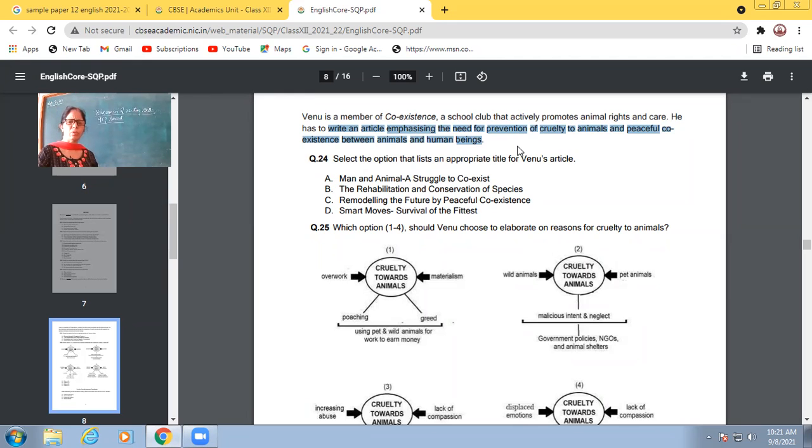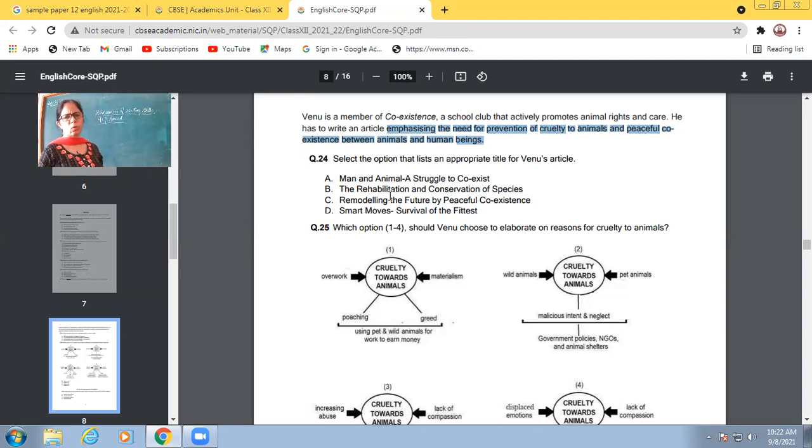When you'll be writing the article, the title should be emphasizing the need for prevention. Number one, need for prevention of cruelty. And second, peaceful coexistence between man and animals. These two things should be there in the title. So then what would be the title? Let's see. Man and animal, a struggle. So we are not going to talk about the struggle here. Second, the rehabilitation. So rehabilitation occurs after the loss. So it's not after the loss we are going to talk. We want a good future with peaceful coexistence of man and animals.